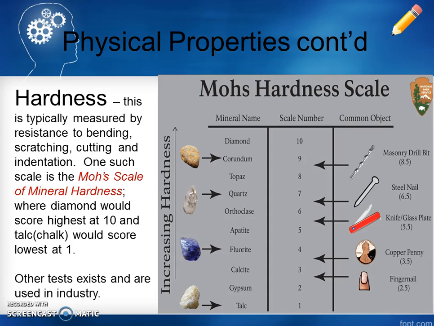Okay, another physical property, hardness. So this is typically measured by resistance to bending, scratching, cutting, or indentation. So one such scale is the Mohs scale of mineral hardness, and we'll often use this scale to relate common objects, as you can see here on the right, with 1 being the lowest of the hardness, talc, it's like a chalk almost, with 10 being the diamond, the strongest natural substance that we know of.